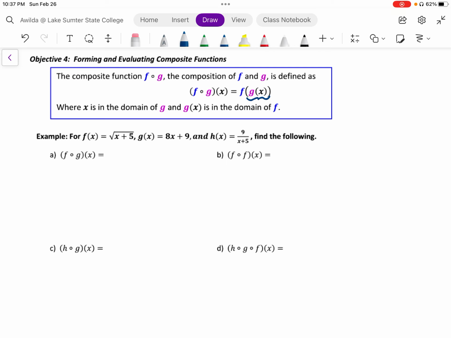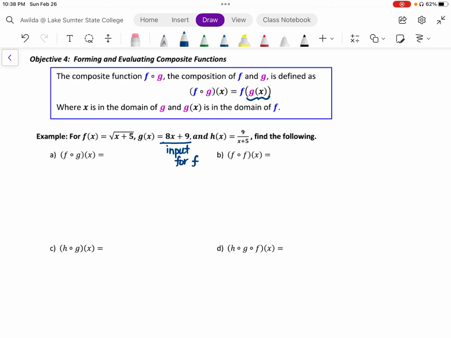Let's take a look at the following examples. f of x is equal to the square root of x plus 5, and g of x is equal to 8x plus 9. Then we have h of x is equal to 9 divided by x plus 5. Let's start with the first composition, f of g of x. So let's start with what g of x stands for, 8x plus 9. 8x plus 9 is our input for the function f. So instead of having x as the input, 8x plus 9 will be the input.